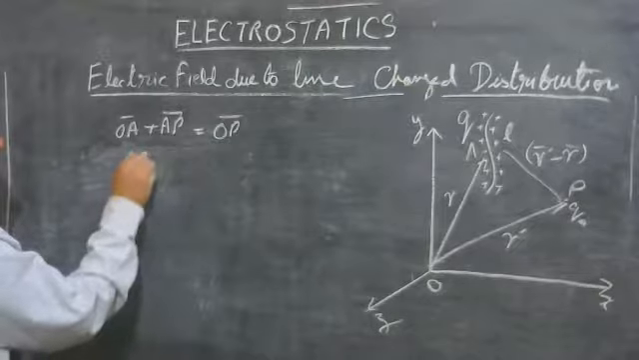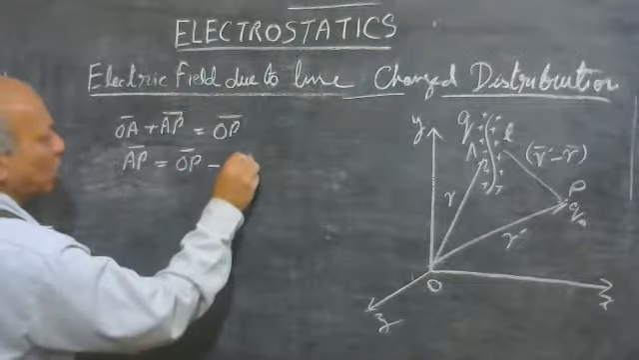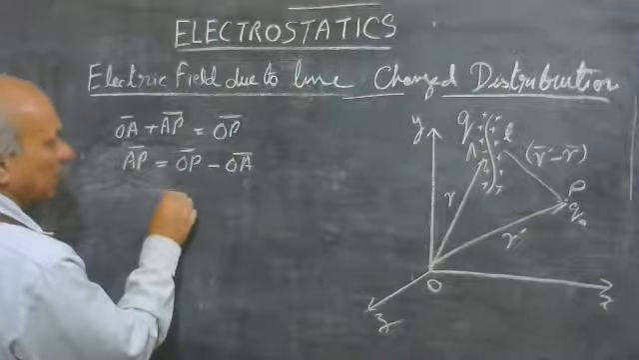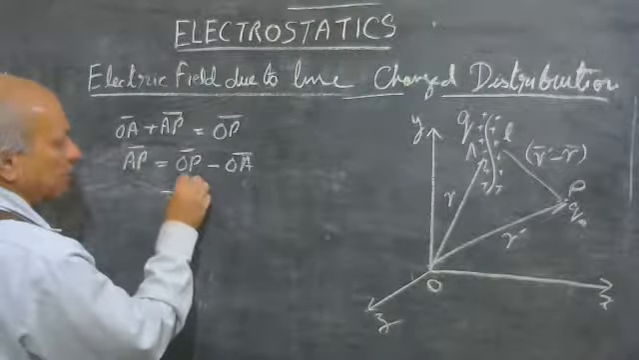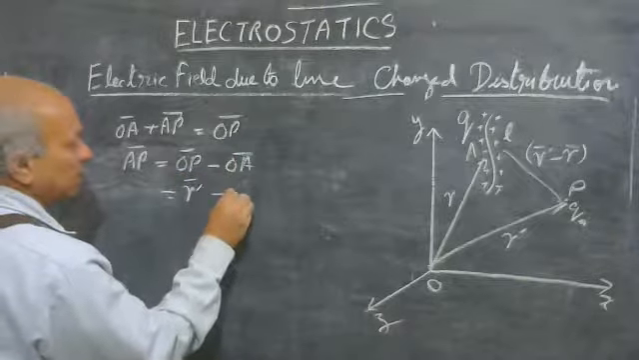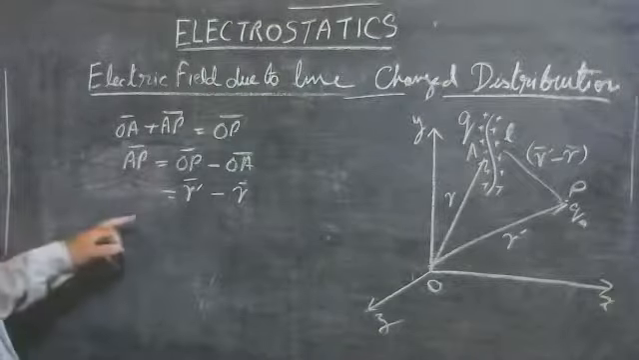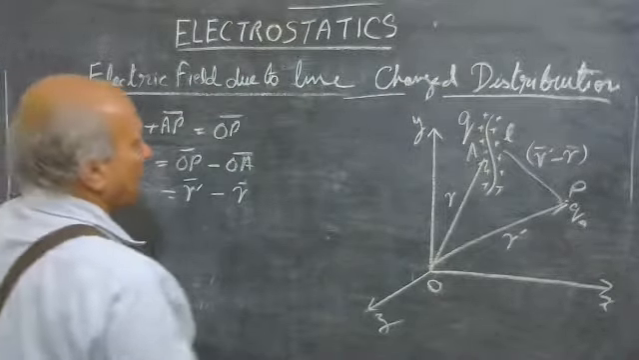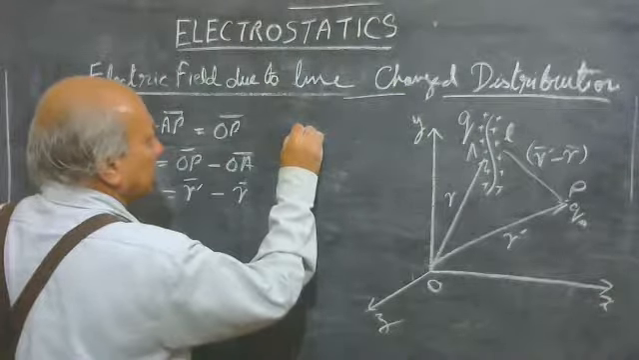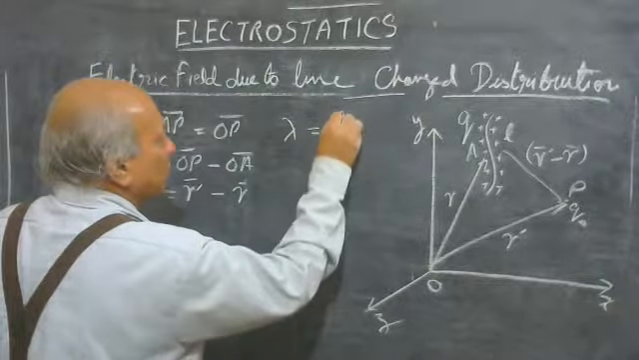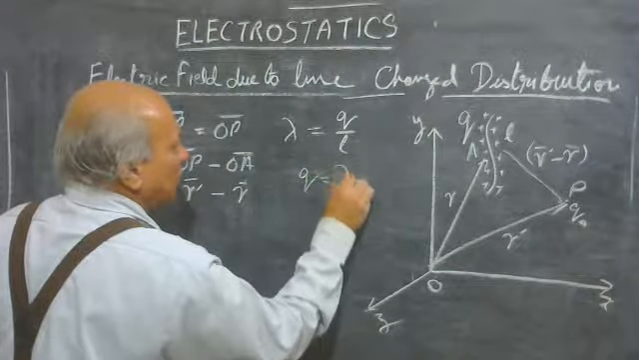AP vector is equal to OP vector minus OA vector. This is equal to OP, which is R dash vector, minus R vector. And line charge density, this lambda is equal to Q upon L, and Q is equal to lambda L.